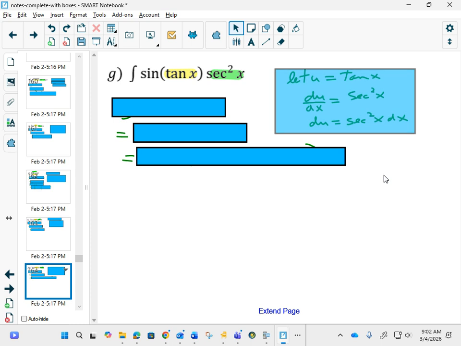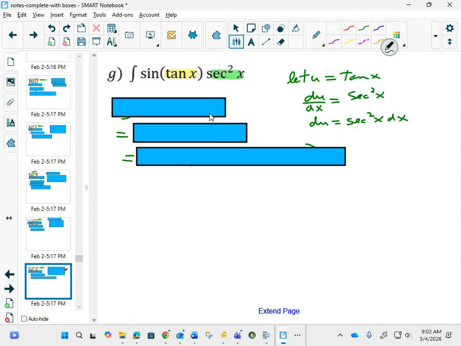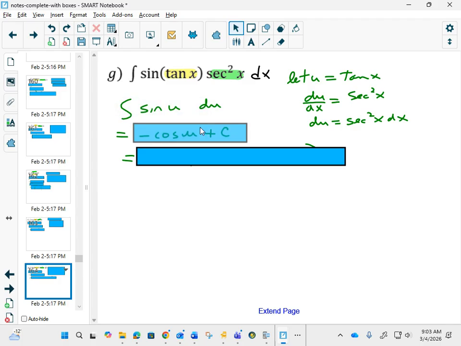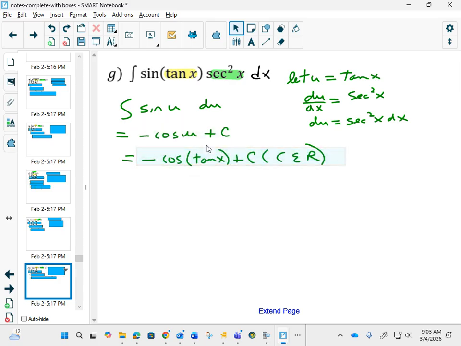And here's G. Tan is inside of sine, so that makes sense to make that your u. Derivative is secant squared. This is missing the dx, so I should... Did we fix it on yours? Or is yours missing the dx as well? We have. Okay. We just hadn't corrected it here. So, sine u, negative cos u, substitute back, and we're good. Nice.